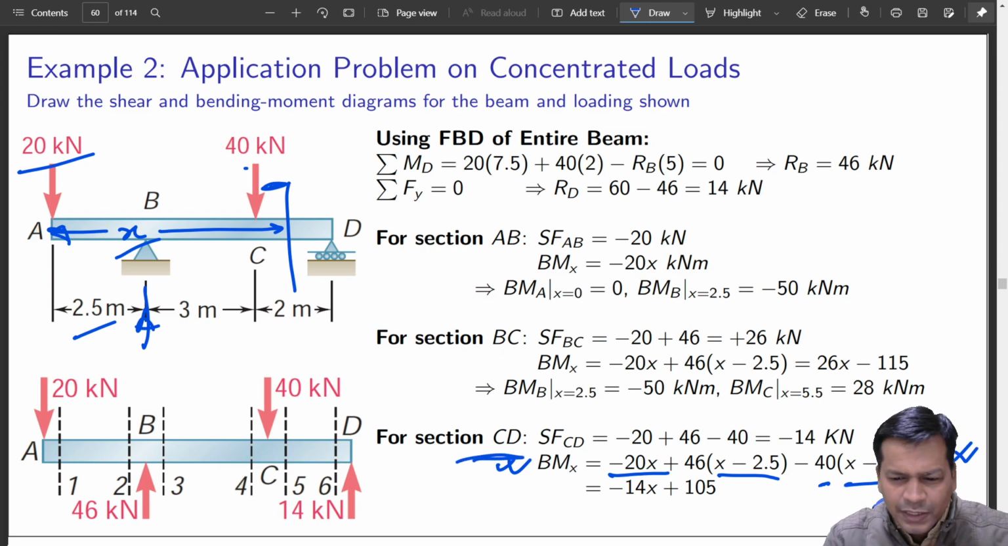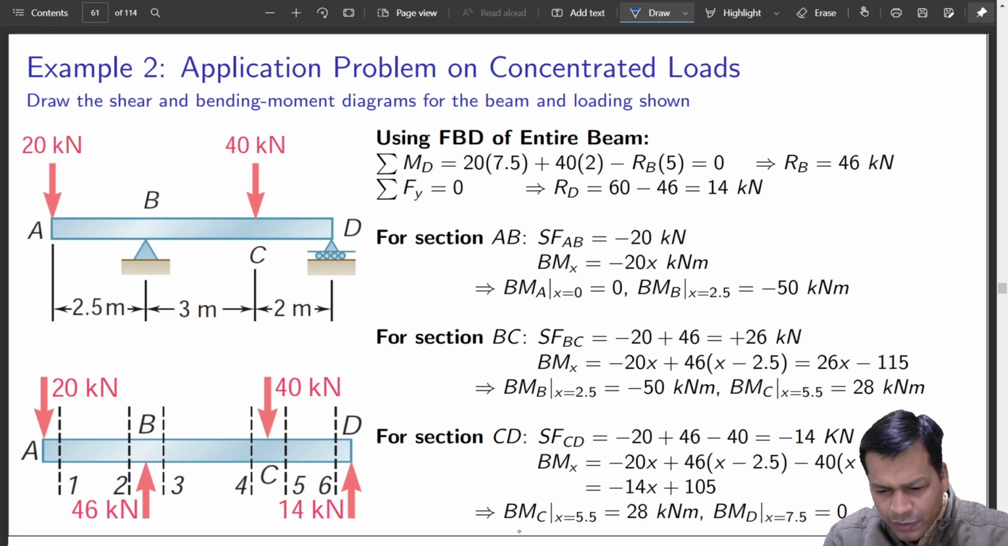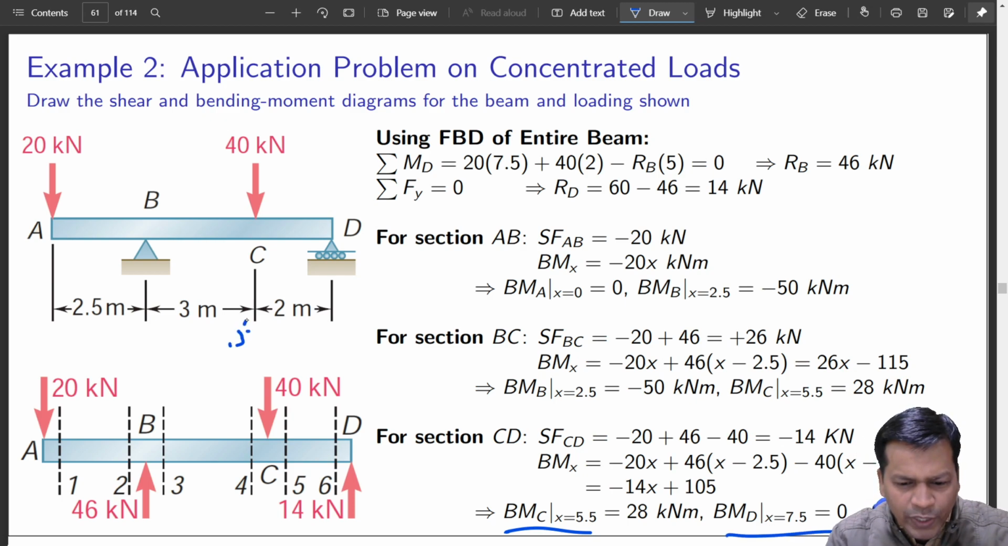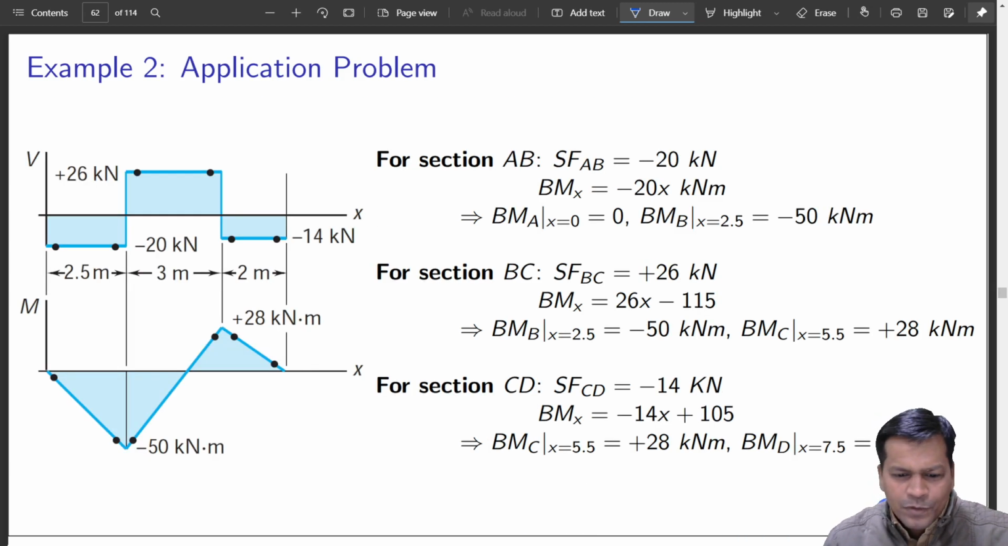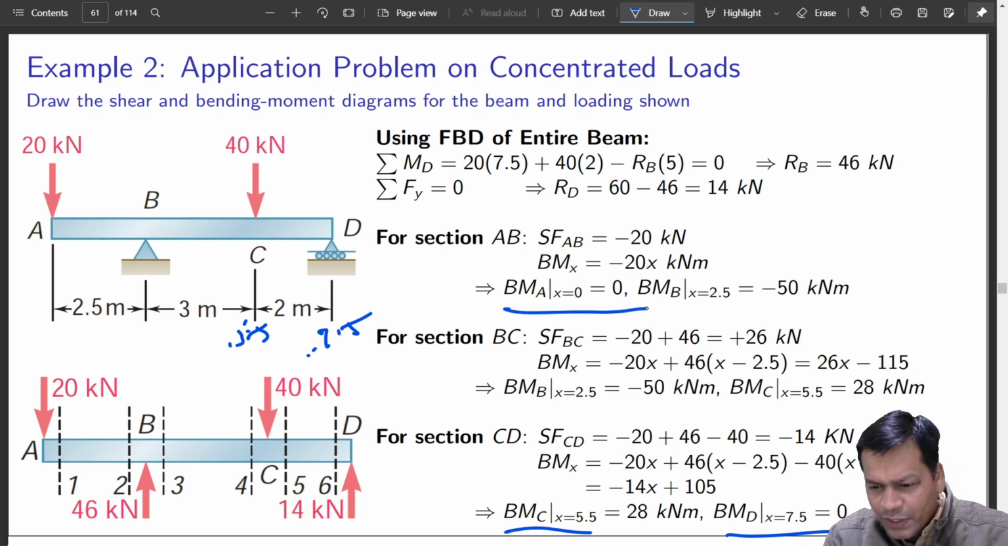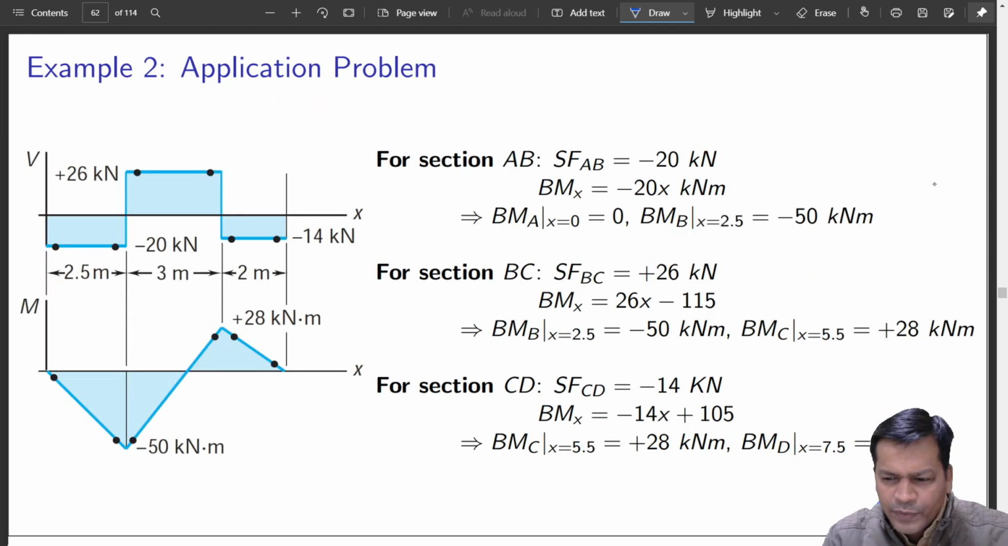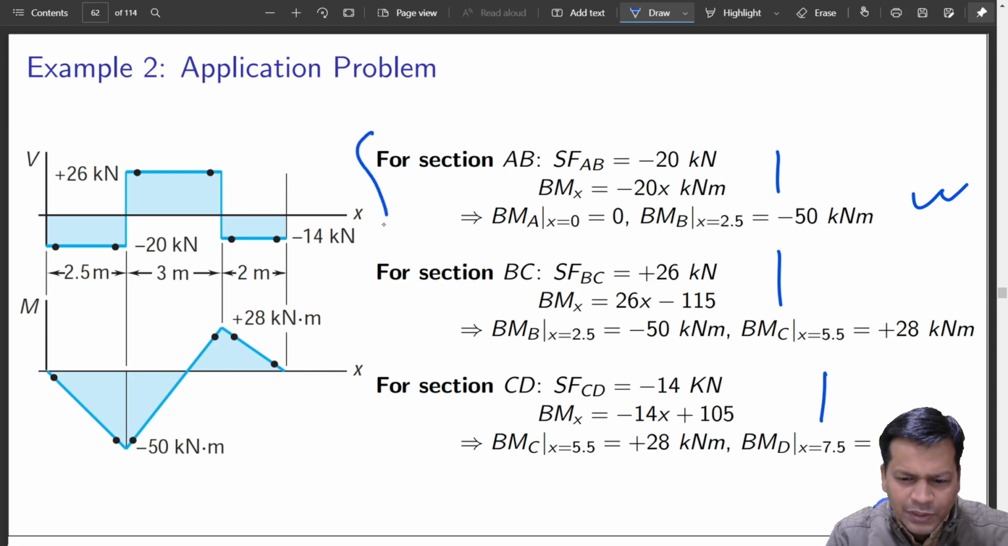So all sections are done: AB, BC and CD. Again I have calculated the extremes; this time the extremes are between 5.5 and 7.5. So the whole of this is done. Using the extremes that I have calculated, I know the slopes, so I have directly transferred the values. There is no calculation here, the calculation was on the earlier page. So this is how you will get it.